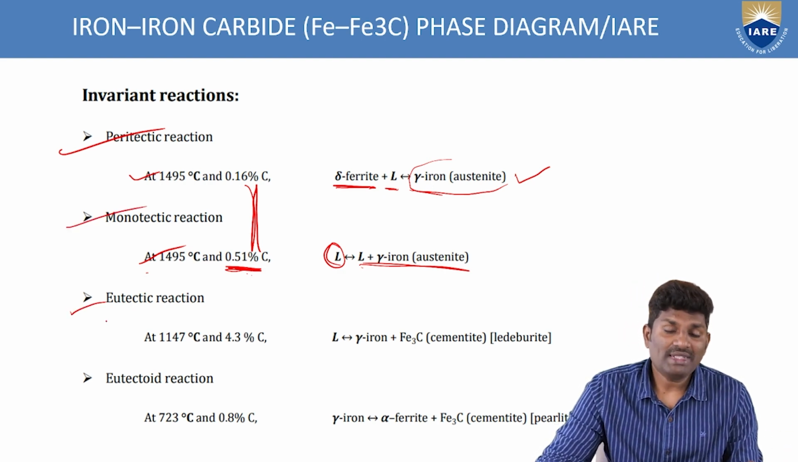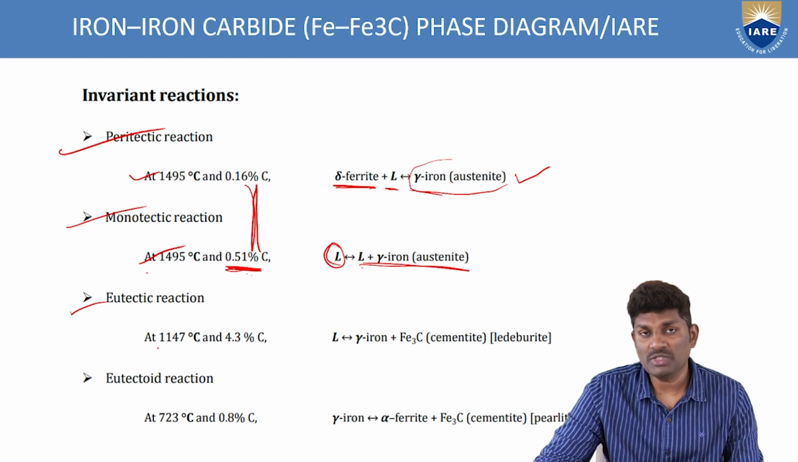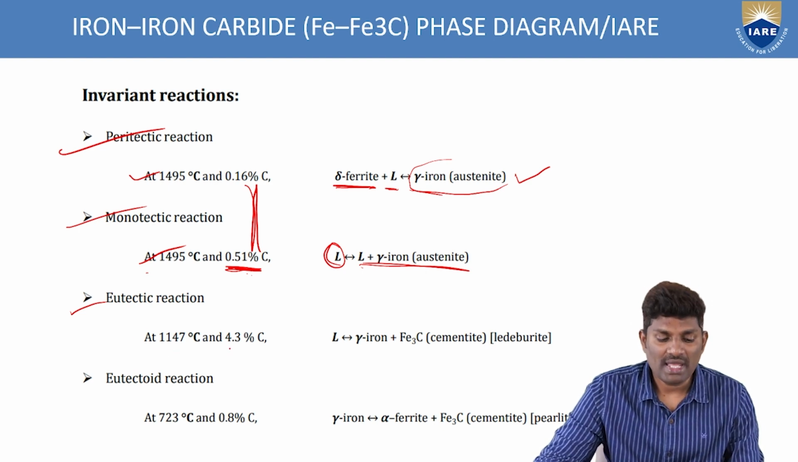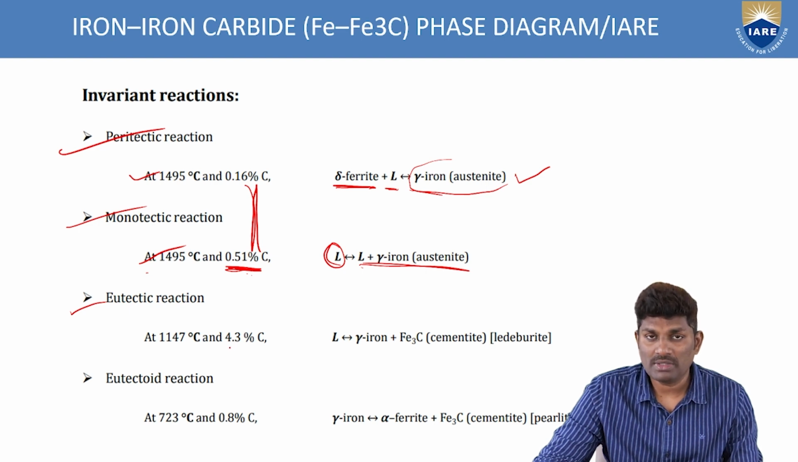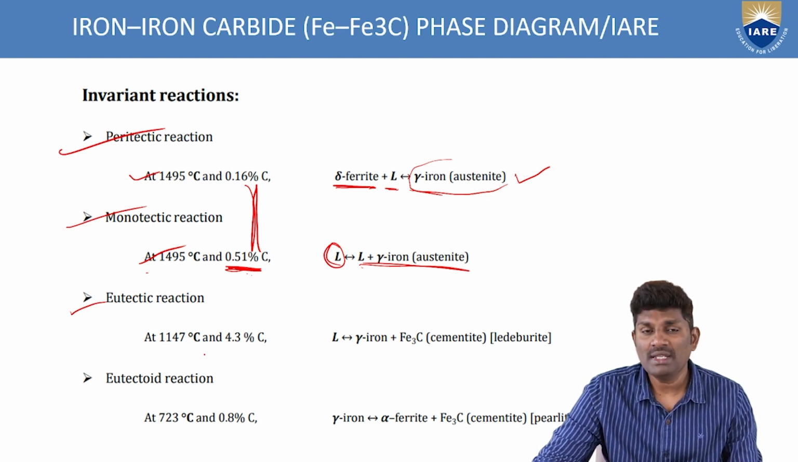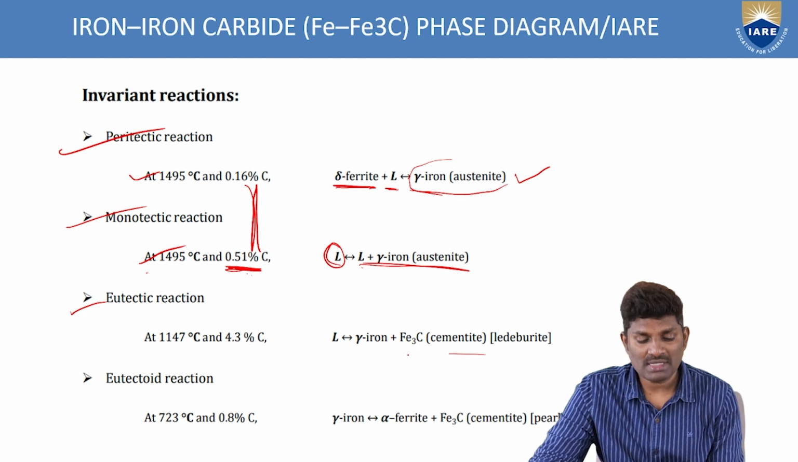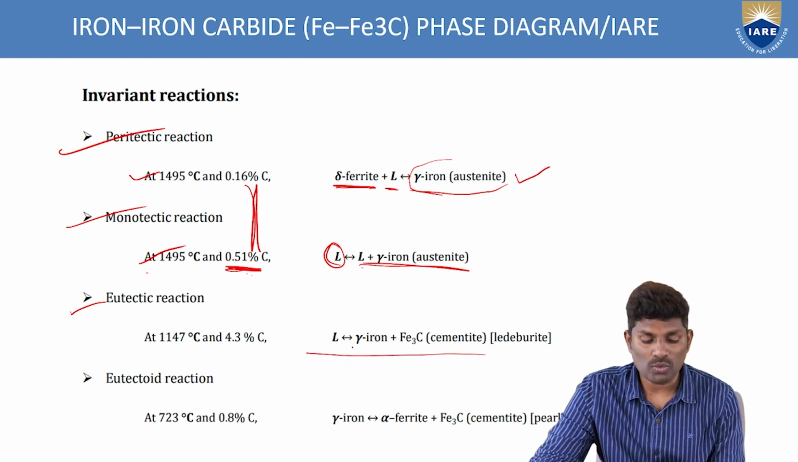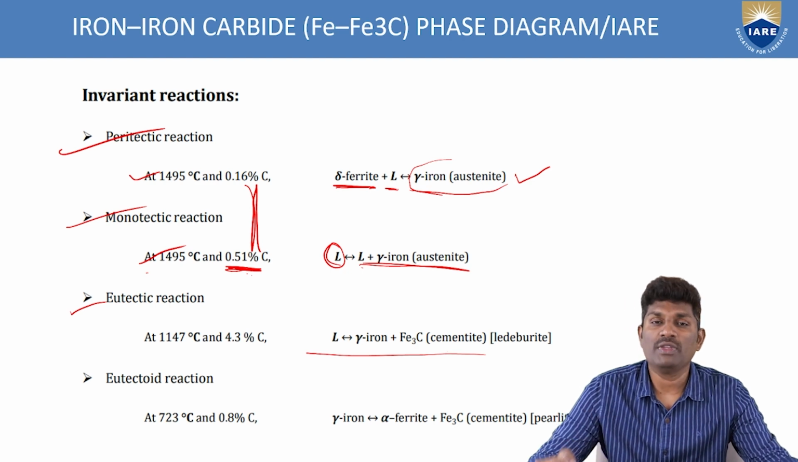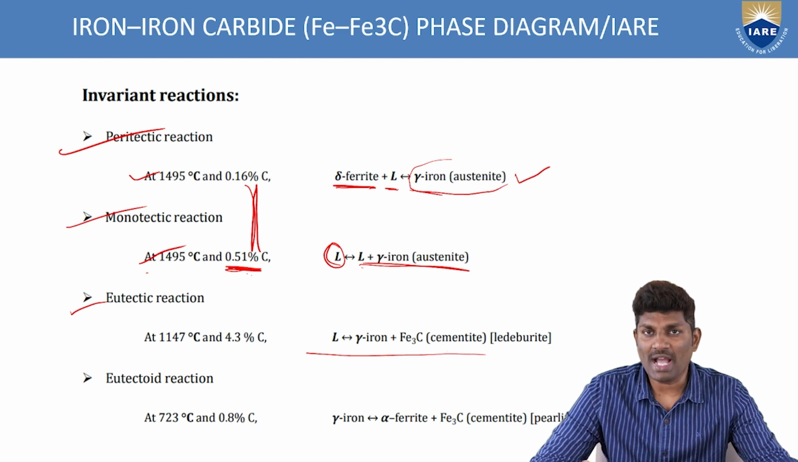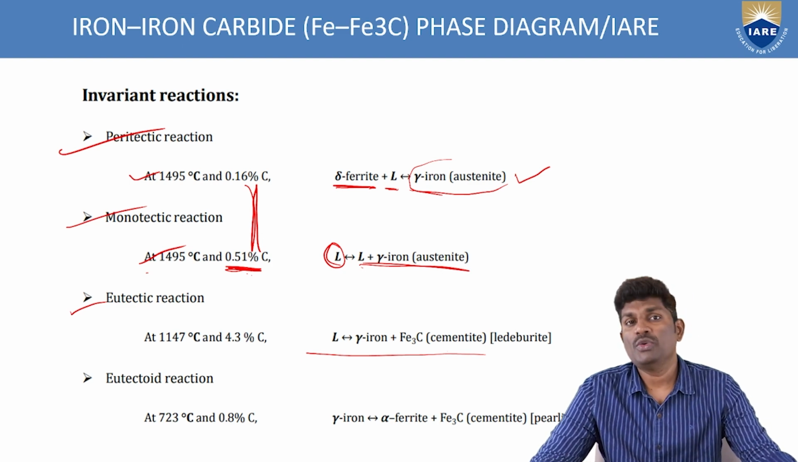The third one is the eutectic reaction. This eutectic reaction can be observed at 1147 degrees centigrade at 4.3 weight percent carbon. At 1147 degrees centigrade and 4.3 weight percent carbon, you get cementite formation. How do we get this cementite? The liquid, when you heat or cool, forms two solids, that is gamma iron and Fe3C. When you get two solids at 1147 degrees centigrade with 4.3 weight percent carbon, that type of system is called a eutectic reaction.